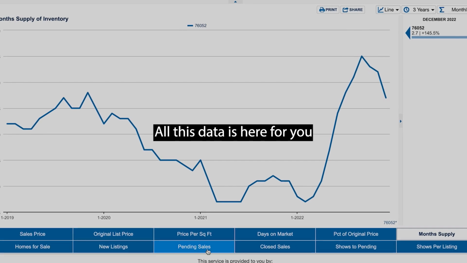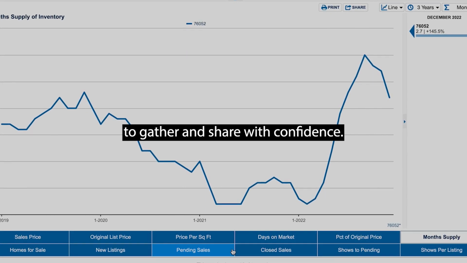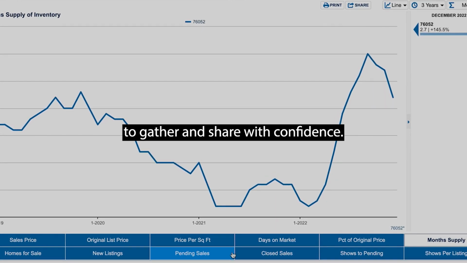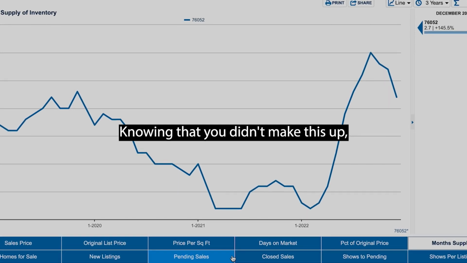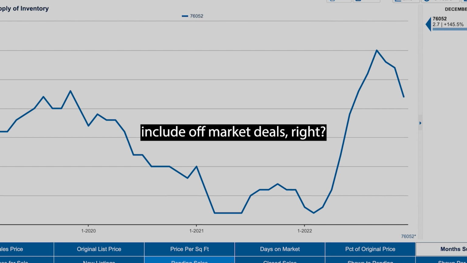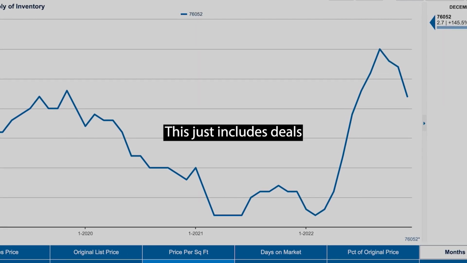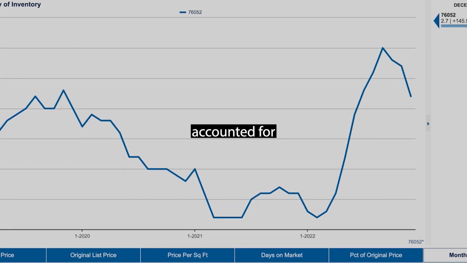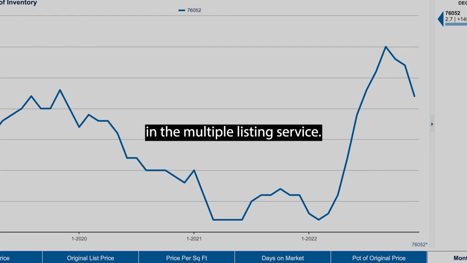All this data is here for you to gather and share with confidence, knowing that you didn't make this up. You relied on the data that was provided to you by the MLS. Of course, this doesn't include off-market deals, right? This just includes deals that are accounted for in the multiple listing service.